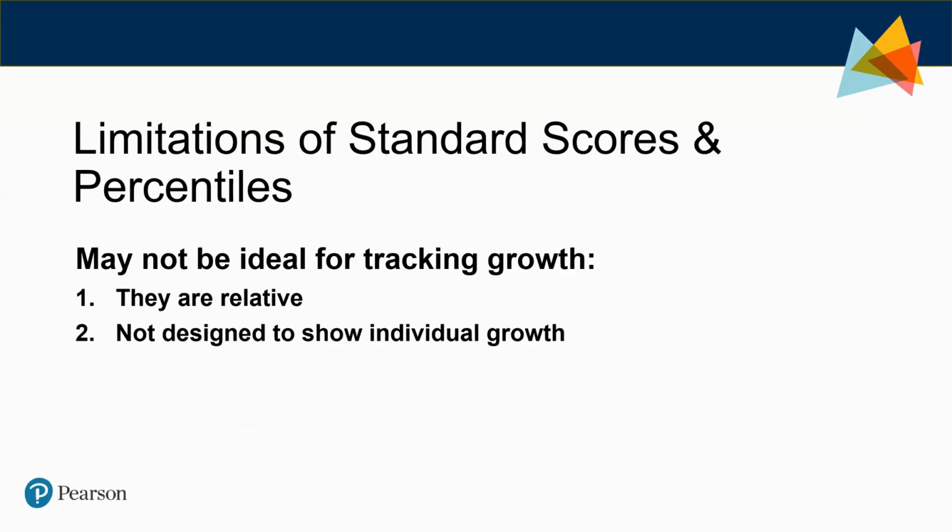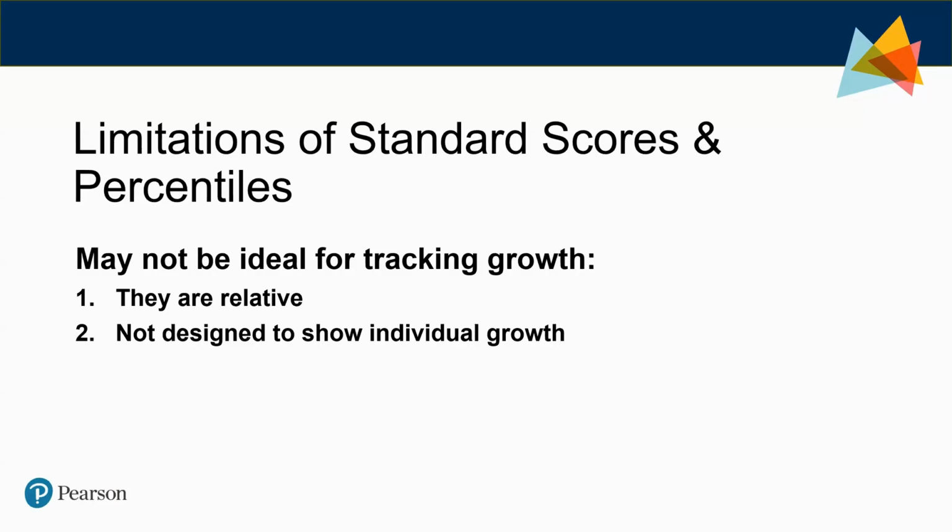Now, while standard scores and percentiles provide valuable information, they have some key limitations, especially when it comes to tracking student progress over time. They're not always ideal for tracking individual growth, right? They're relative. A student's standard score can stay the same even if they've made improvements. And that's because standard scores compare students to a normed group. And if that group improves at the same rate, the student's score may remain unchanged.